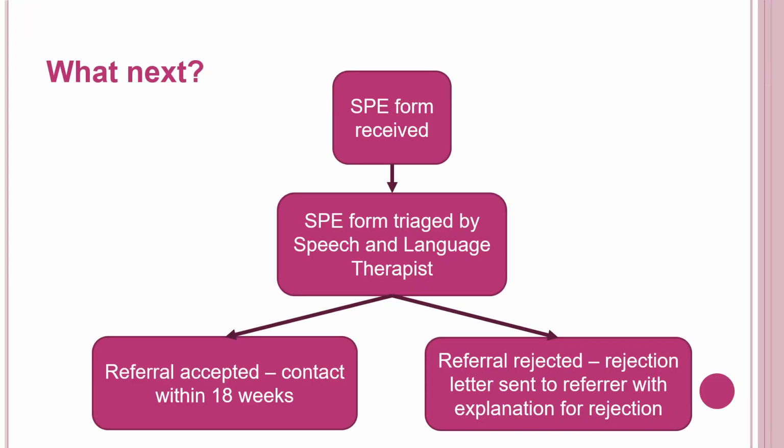So, what happens once the SPE form has been submitted? Your referral will be triaged by a speech and language therapist. If the referral is accepted, then the child will be placed on a waiting list and seen within 18 weeks, either by telephone or in person. If the referral is rejected, the referrer will be sent a refusal letter with information about why the referral has been rejected.